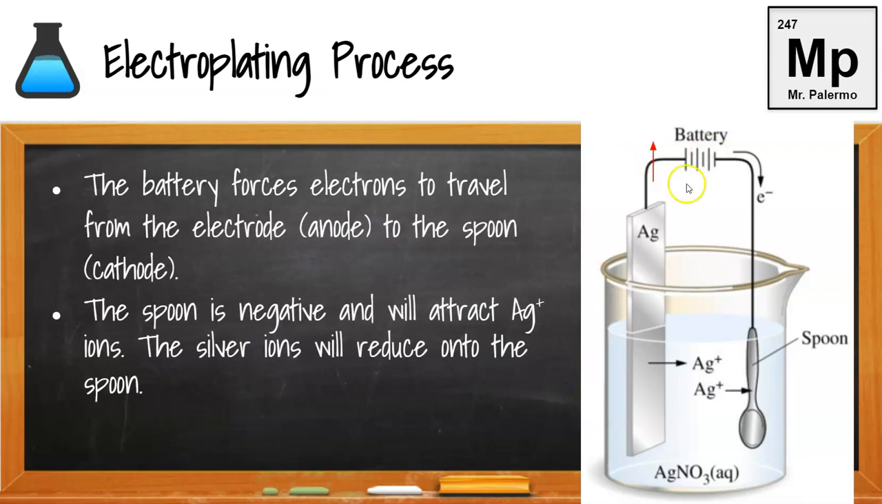The battery here is going to force electrons to travel from the electrode, in this case a silver electrode, which is our anode. Remember, electrons always flow from the anode to the cathode. So it's going to force electrons from the anode, the silver electrode here, to our cathode, which is going to be the spoon. Since we're dumping a bunch of negative charges onto the spoon, it becomes negatively charged, and it's going to attract the silver ions in solution, which will reduce onto the spoon and form solid silver.